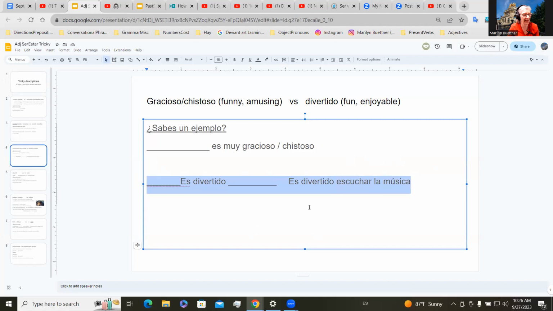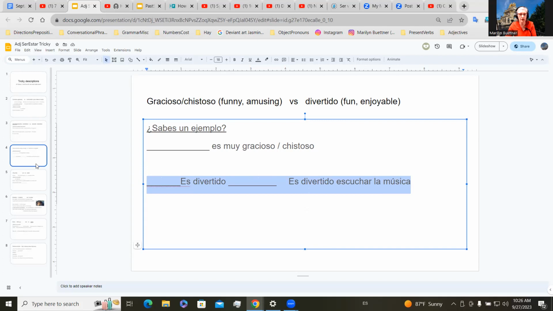Por ejemplo, es divertido escuchar la música. It's fun to listen to music. Por ejemplo, ¿sí? Meaning it doesn't make you laugh. It's an enjoyable, a pleasing experience. ¿Sí? Es divertido escuchar la música. Hay otro ejemplo con es divertido. Es divertido cocinar con mis hijas. Muy bien, sí.